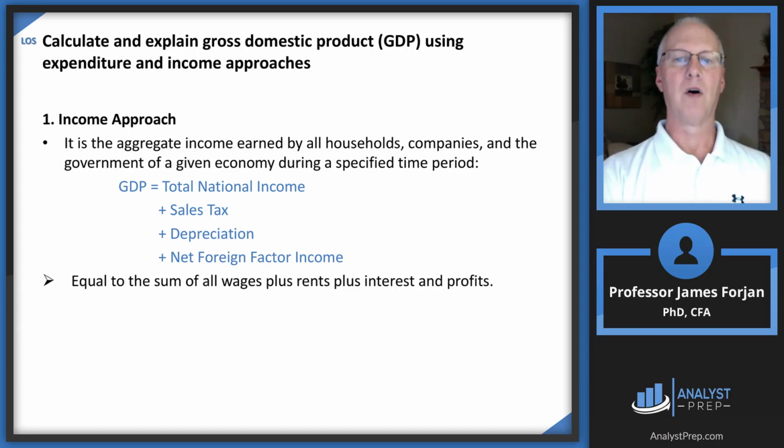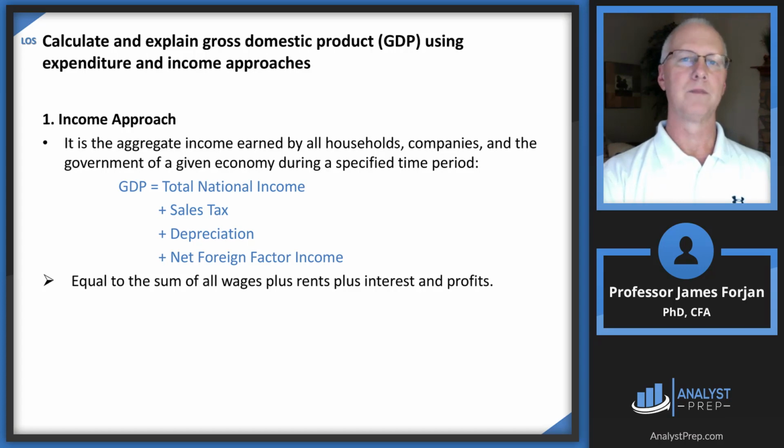Aggregate income earned by all households, companies, and the government for a given economy at a given time period. And so GDP is equal to total national income, which is from households and companies and governments, plus sales tax, plus depreciation. Remember that businesses invest in long-term assets and they get to depreciate those things over time. That depreciation expense is a non-cash expense that has some tax implications. And then you have to add the net foreign factor income.